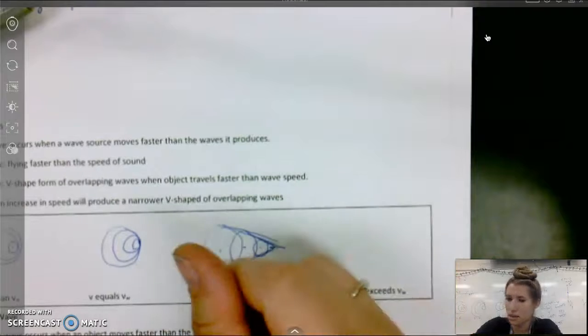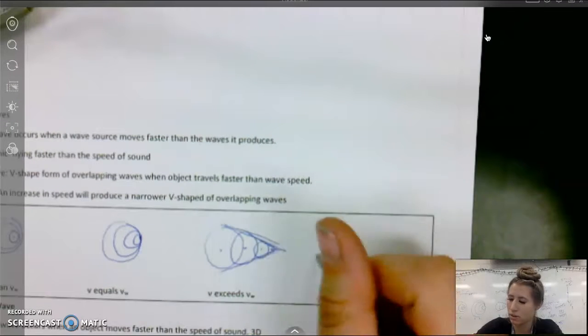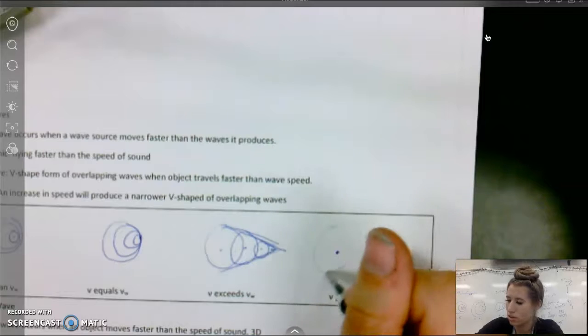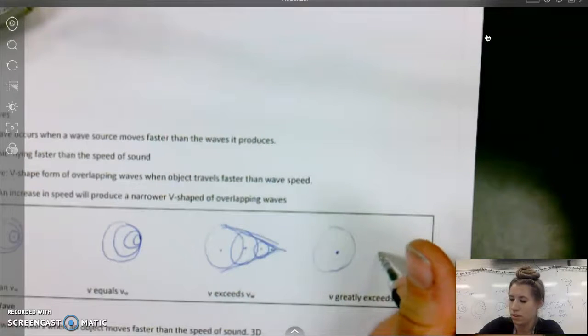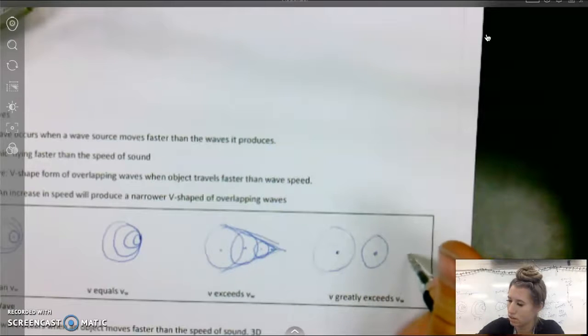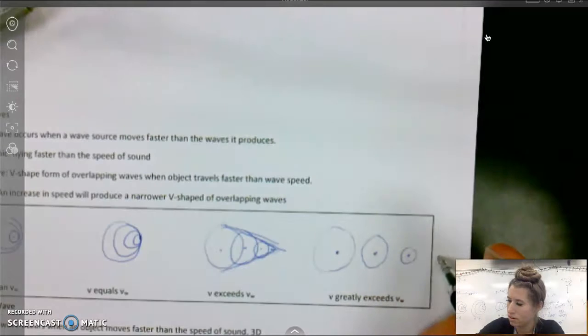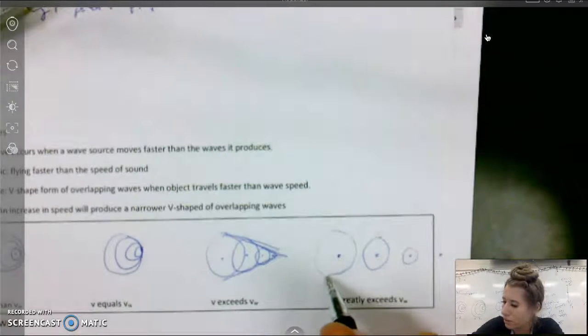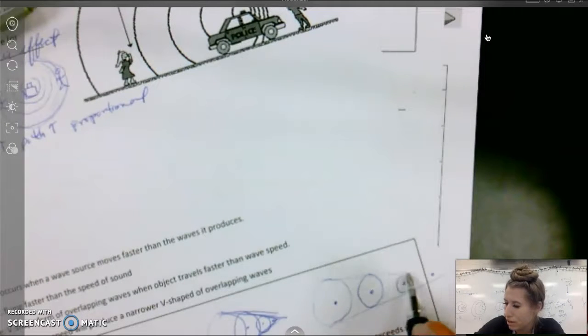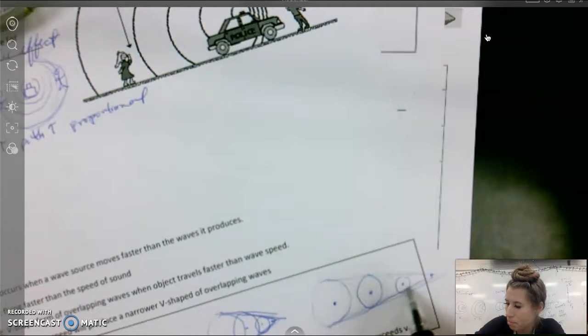Let's say, same as before, we're going to travel faster, but we're going to travel even faster. And so here's our first sound wave, right? We're going to travel even faster, further away from that one, similar, and then even further. And so what we end up with is, oh, I didn't draw that V very well. We end up with a narrower bow wave there.